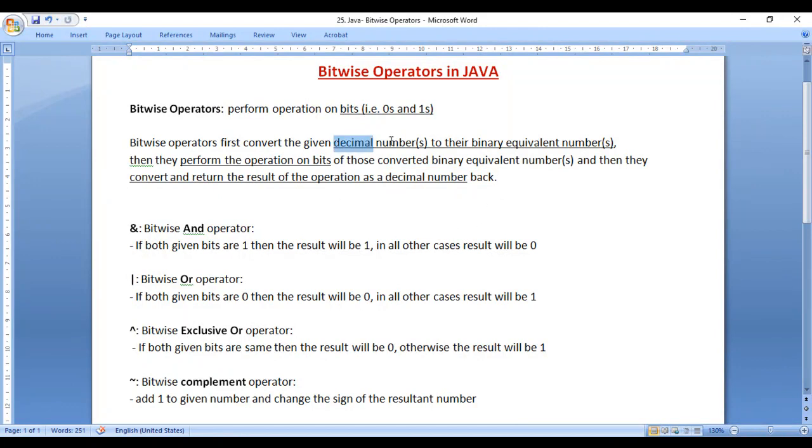We give decimal numbers to bitwise operators. They return decimal number back, but in between what happens? Bitwise operators first convert the given decimal numbers to their binary equivalent numbers, then perform operation on bits of the converted binary equivalent numbers, and then return the result of the operation as decimal number guys.